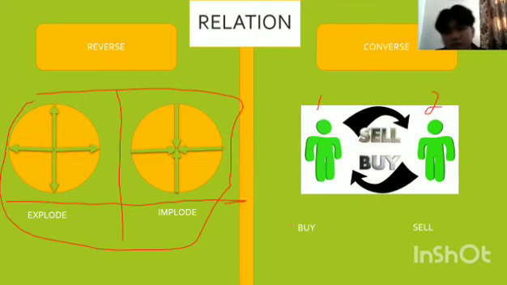As you can see, the words buy and sell, for example. If someone buys something, of course the other person will sell something too. Buy and sell have a relationship between these two words.